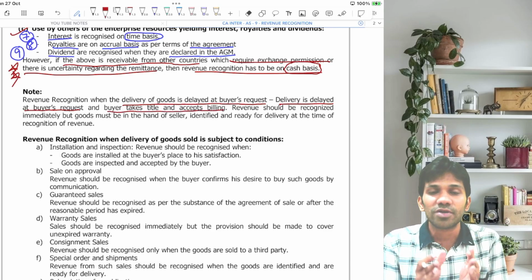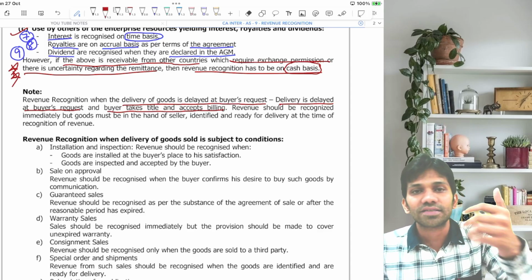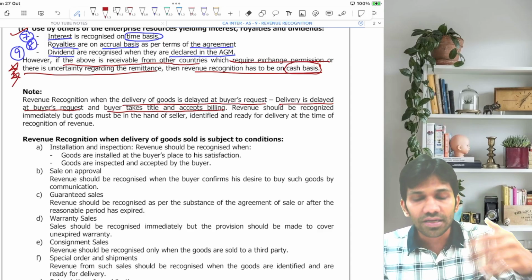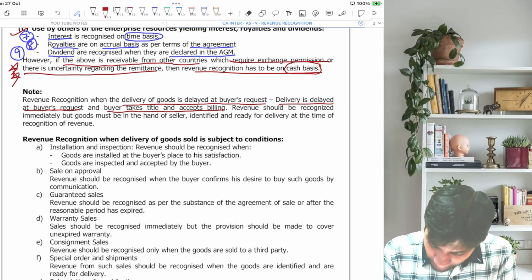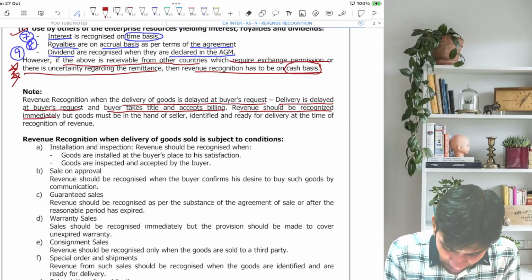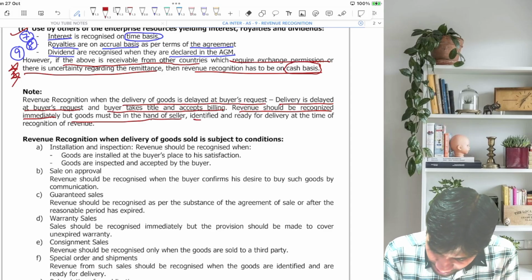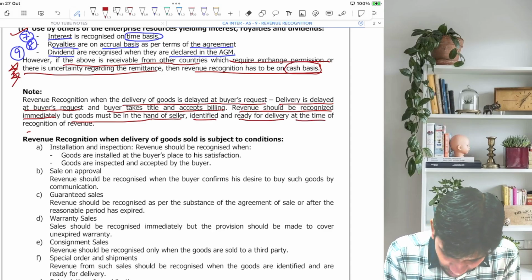Delivery is delayed at the buyer's request, and the buyer takes title and accepts billing. Only the physical possession of the goods lies with me. The buyer has taken the risk and rewards, the ownership, the title, everything. Revenue should be recognized immediately, but goods must be in the hand of the seller, identified and ready for delivery at the time of the recognition of the revenue.